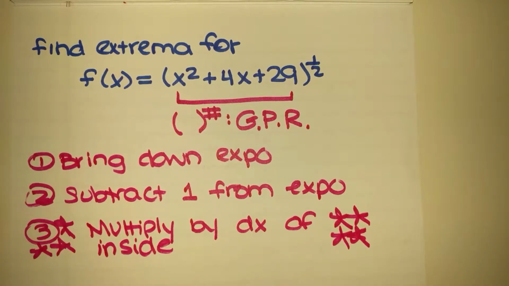So for this question, we want to find the extrema of the function, and the first thing that you should notice is that you have parentheses to a number. Anytime we have parentheses to a number, we need to use our general power rule.